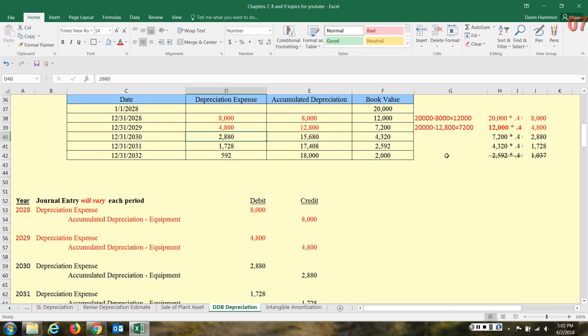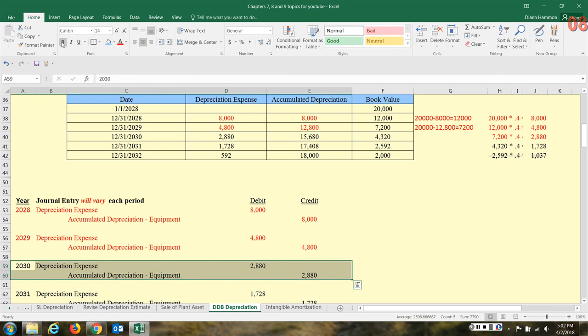So going into 2030 now, I'm going to pick up that book value of $7,200, the ending balance, and multiply it times 40%. I get $2,880. So down at the bottom, you see that third journal entry, depreciation expense, debit $2,880, accumulated depreciation, credit $2,880.